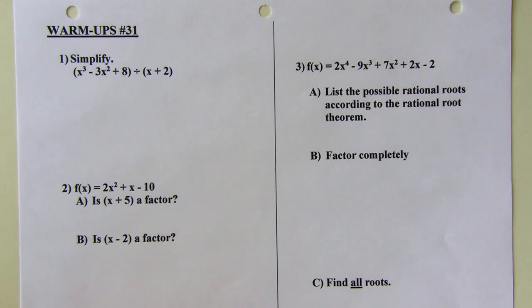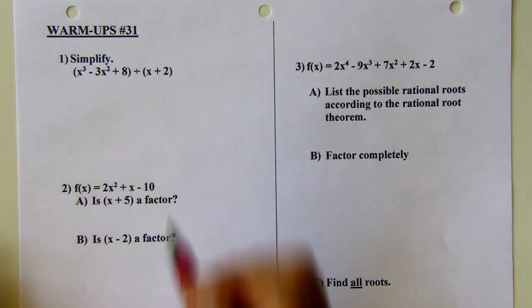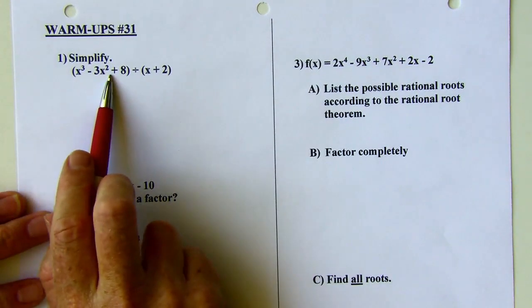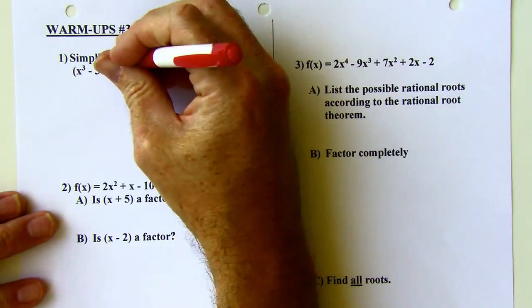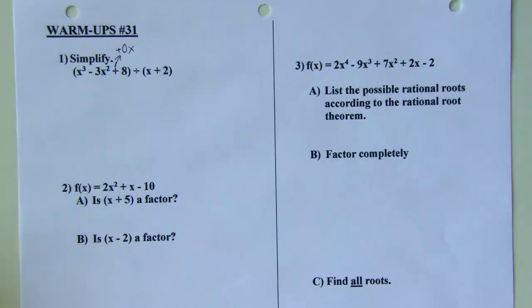Okay, here's warm-up number 31. I'm going to start off by doing some division here. So I'm looking at this first polynomial and I'm noticing there's a missing x term. So that is going to be important. I'm going to imagine there being 0x in between the negative 3x squared and the 8.